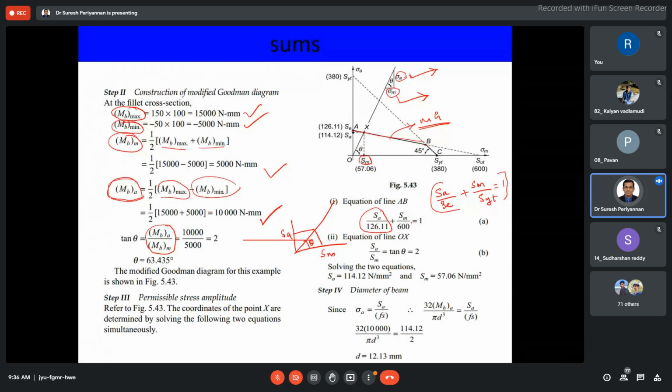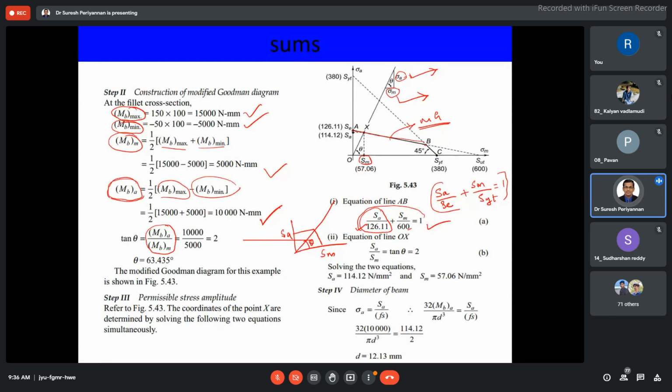Now substitute here. This is one equation. SE we know, the endurance limit of the component. The actual endurance limit of the component we discussed based on size factor, surface finish factor, and the other modifying factors. Now we can consider this as one equation.